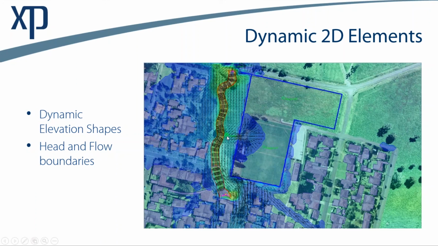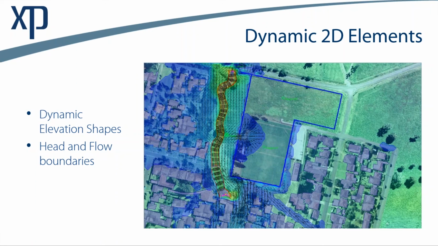This trigger point can be any modeling result. So it can be a velocity at this node. It could be a depth at the node. It could be a combination of velocity and depth at a given point. And that will cause the trigger point to change the shape of this retaining wall, and then we see the flow going in the soccer field. But this is just one example.